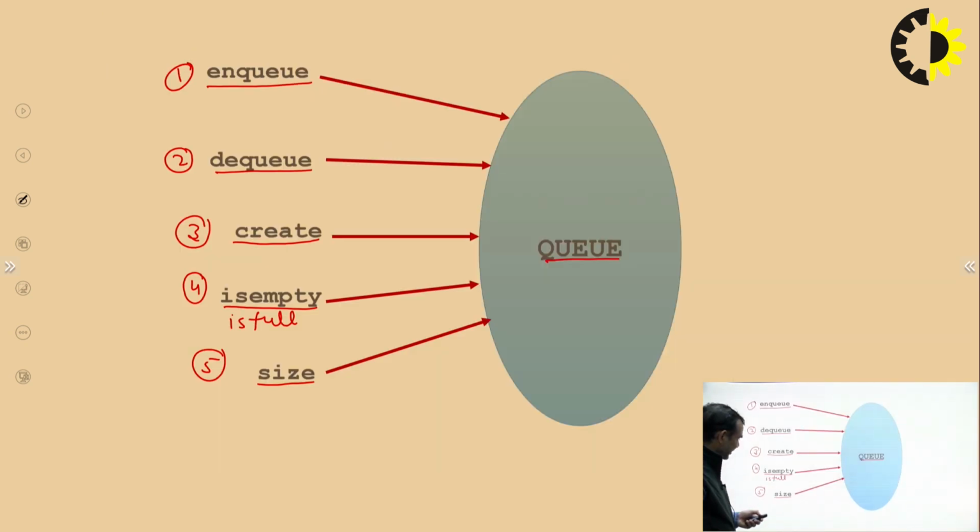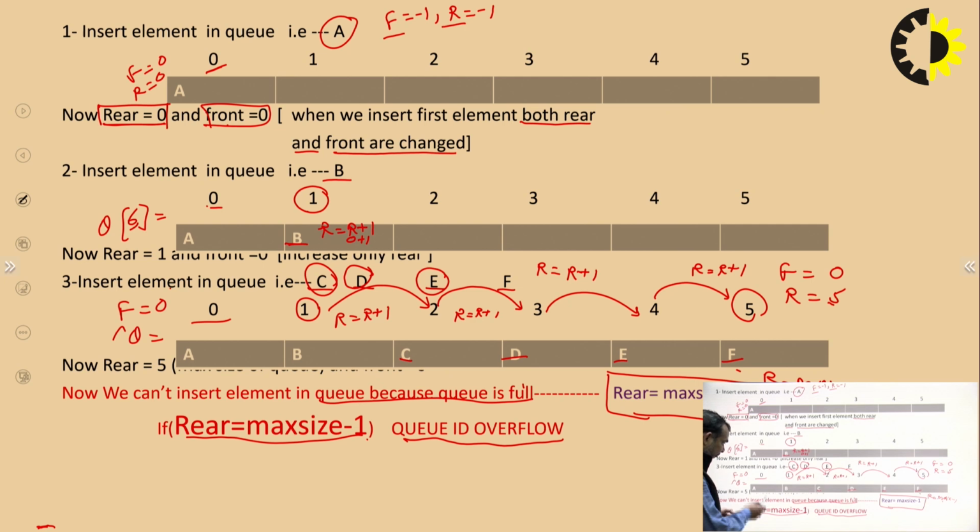Meaning in this condition, which element was inserted first, A, so which will be deleted, A. So we can say that Q is performed on the basis of first in first out. Simple, we can take the example of the railway reservation system.